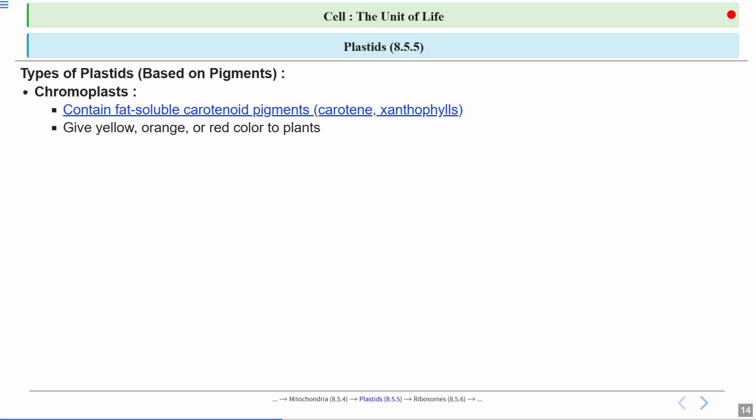These pigments, carotene and xanthophyll, give chromoplasts different colors. They give yellow, orange or red color to the plants. So this chromoplast will give different kinds of colors to the plant because it consists of pigments like carotene and xanthophyll. This is very common in fruits and flowers. You have seen fruits and flowers of different colors because they consist of chromoplast.